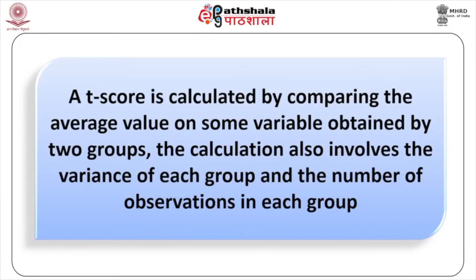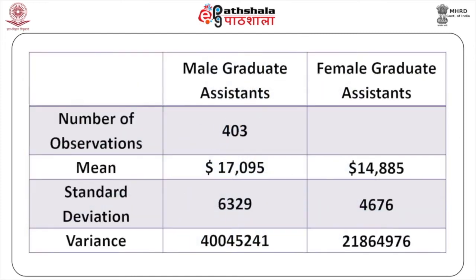Calculation of t. A t-score is calculated by comparing the average value on some variable obtained by two groups. The calculation also involves the variance of each group and the number of observations in each group. For example, we have the number of observations, mean, standard deviation, and variance of male graduate assistants and female graduate assistants as given.